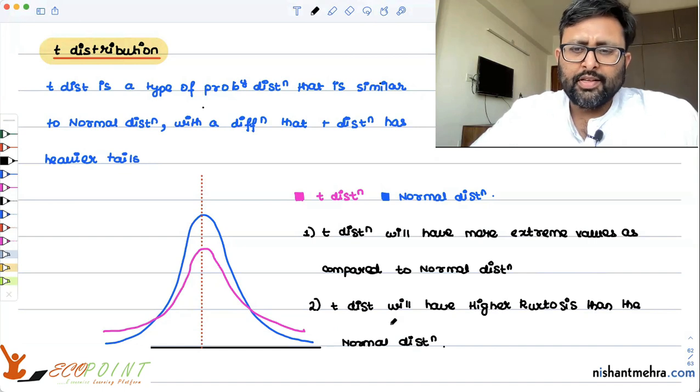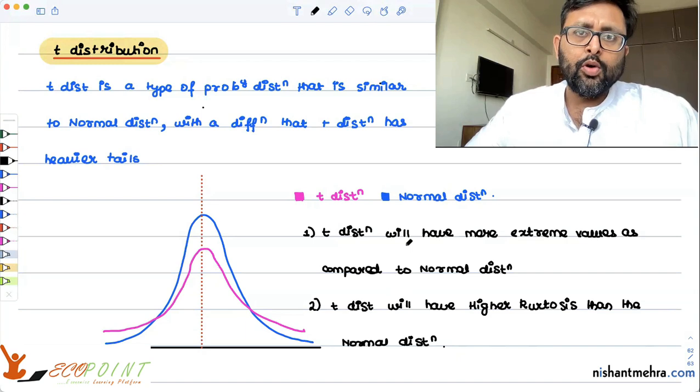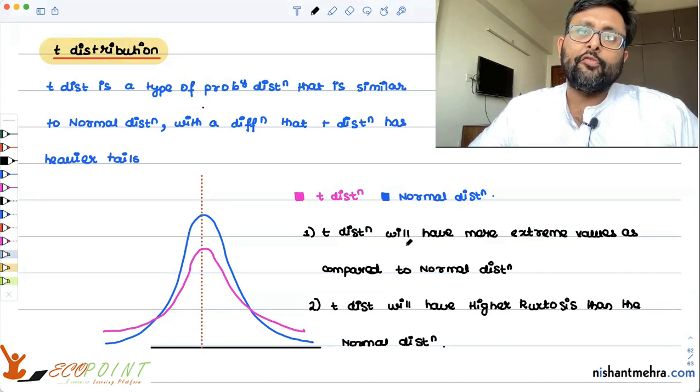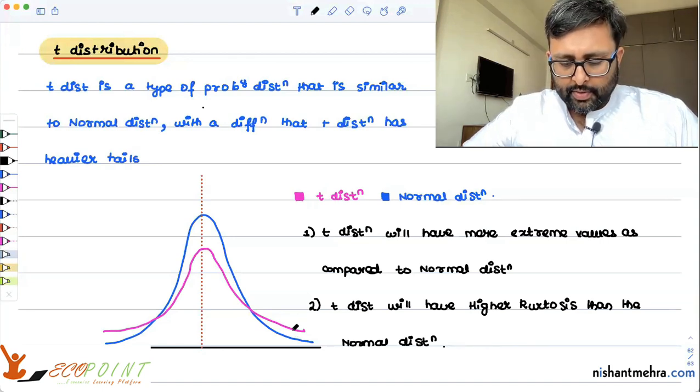So I mean, these two points are not different in a way. This point is actually saying the first one only, that there is a high probability that you can have an extreme value. Or in other words, there is a greater chance that the values will be far away from the mean. So extreme values mean that it will be far away from the mean, right? Okay.